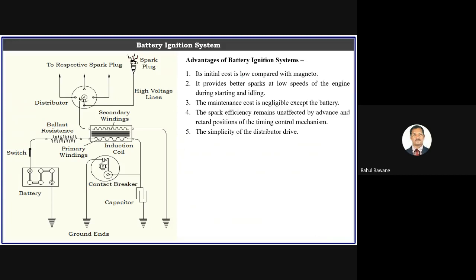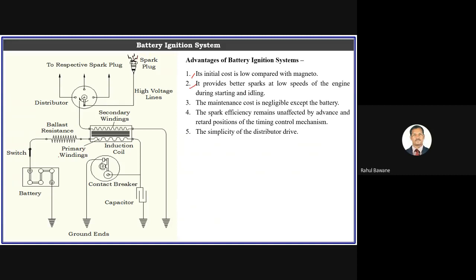Now this battery ignition system has some advantages. First, its initial cost is low compared to a magneto, because very standard parts are used. The maximum cost belongs to only the battery. The battery is the costly part. Then it provides a better spark at low engine speed, during starting and idling.